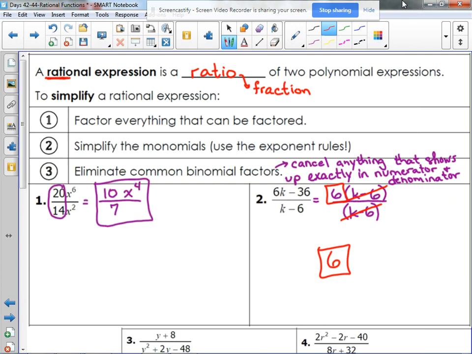What that means is it doesn't matter what the value of k is, this rational expression is always going to simplify to 6. If k is 2, if k is negative 5, if k is 100, it's always going to simplify to positive 6.